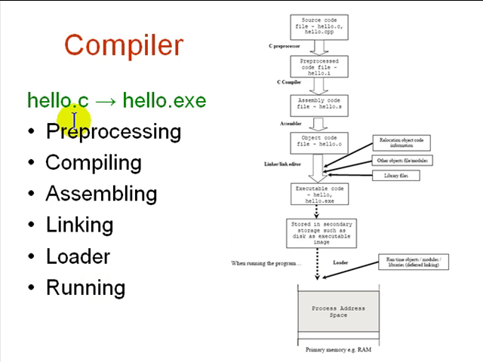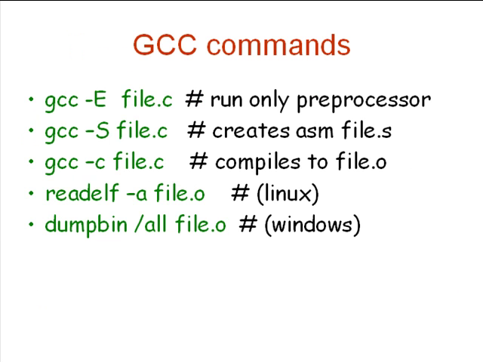Let's look at the commands needed for each of these steps. First, you need gcc -E to run only the preprocessor, gcc -S to create an assembly file, and then you can also use gcc -c to get an object file. And on Linux, you can use readelf, if it's an ELF format file, to look inside an ELF object file. On Windows, you can use dumpbin. It comes with the Windows MS Dev compiler to dump what is inside a .o file. The .o is an object file.